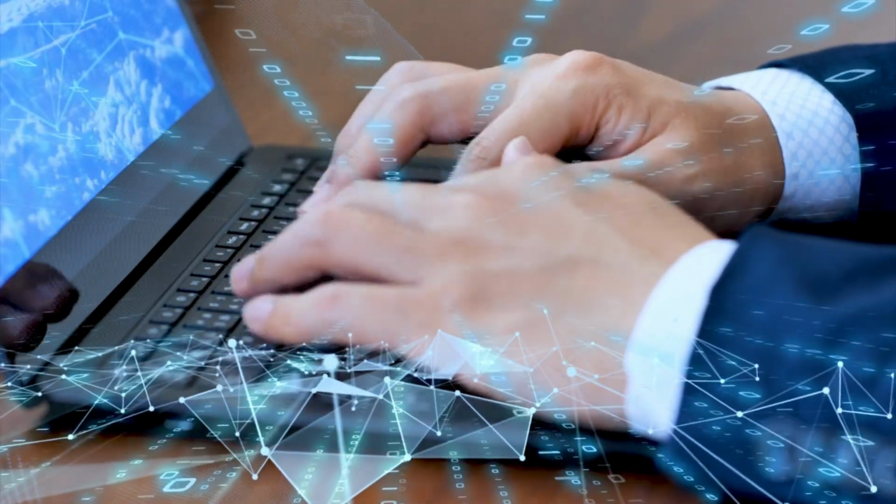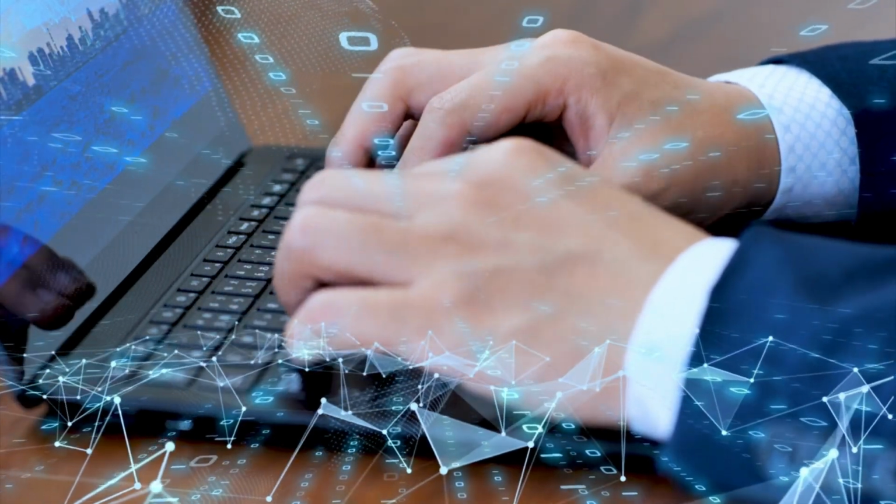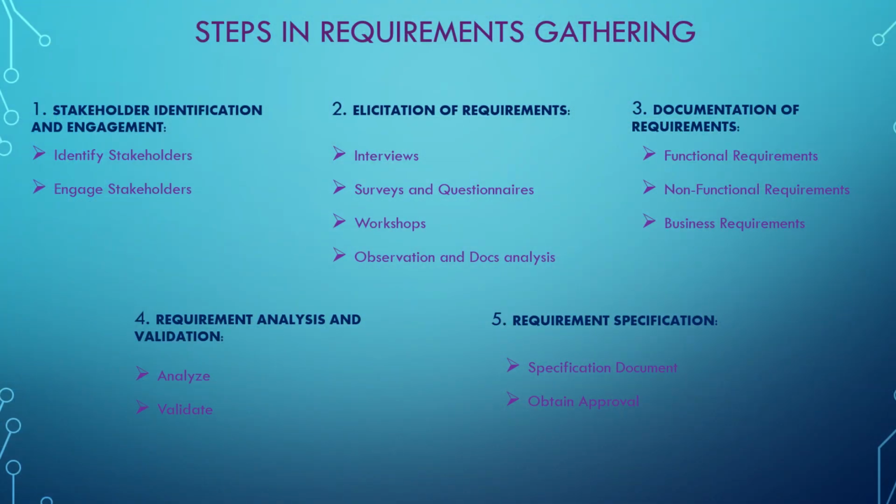To successfully gather quality requirements, we need to follow a few essential steps. 1. Identify stakeholders. Identify all individuals or groups who have an interest in the project, including end users, project sponsors, customers, and regulatory authorities. Involve stakeholders through meetings, interviews, and workshops to gather their input and ensure their needs are considered.